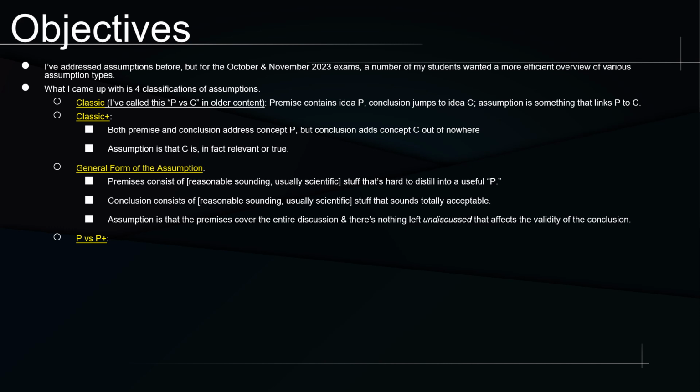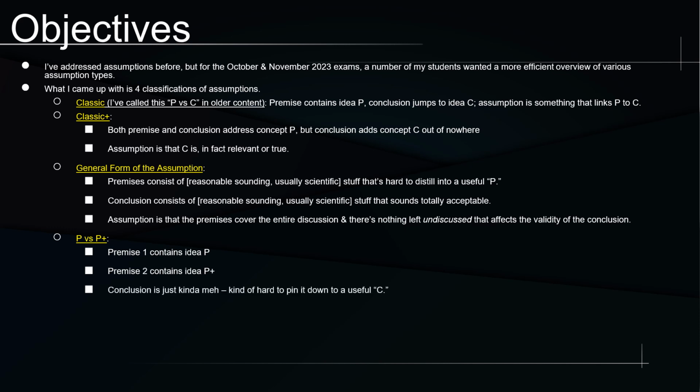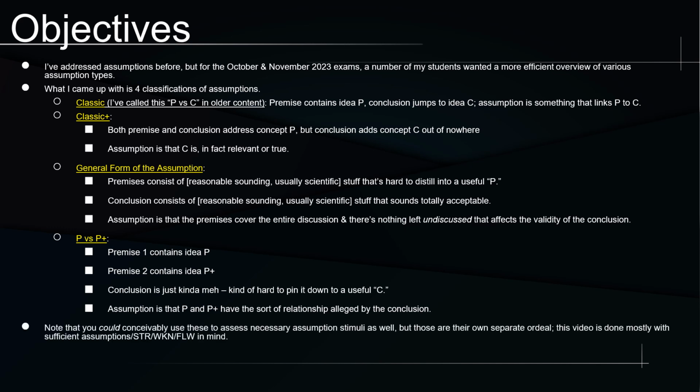That brings us now to the fourth and final, and in my opinion, perhaps the least important of the four here, but that's the P versus P plus pattern. In this situation, premise one contains idea P, premise two contains idea P plus. The conclusion is hard to pin down into a useful concept C. You can, but it's not really going to be that useful for you. The assumption in these scenarios is most often that P and P plus have the sort of relationship that is alleged by the conclusion.